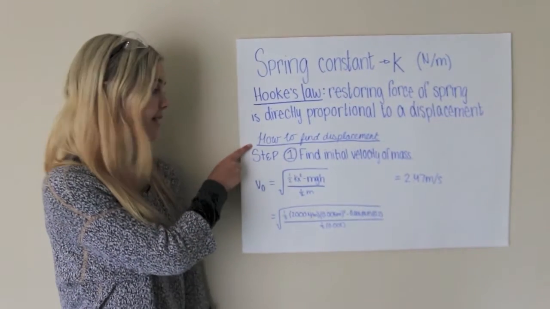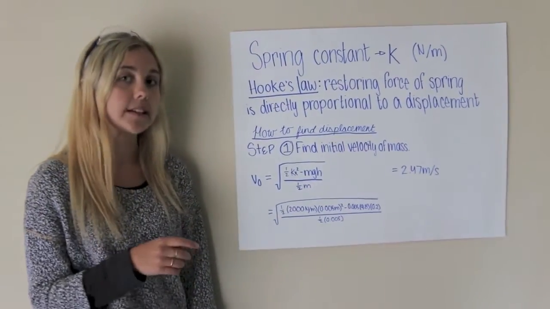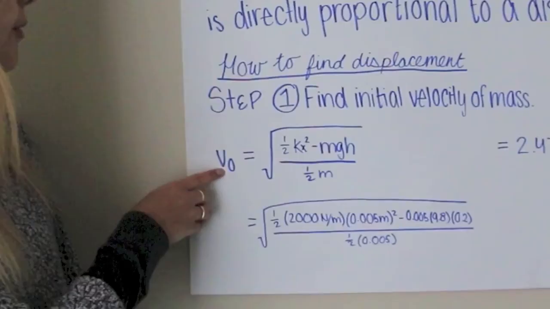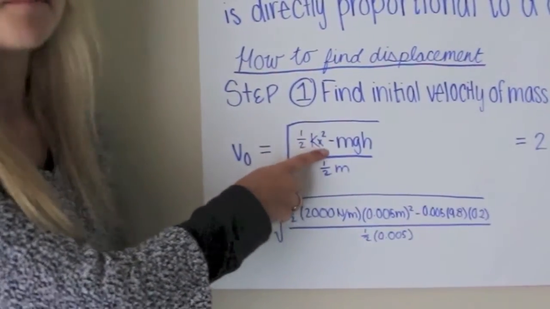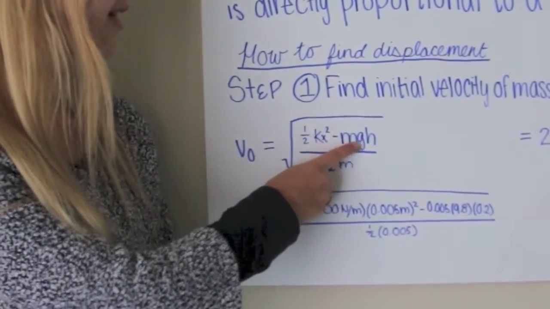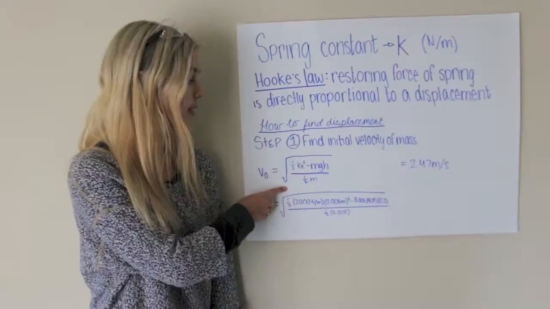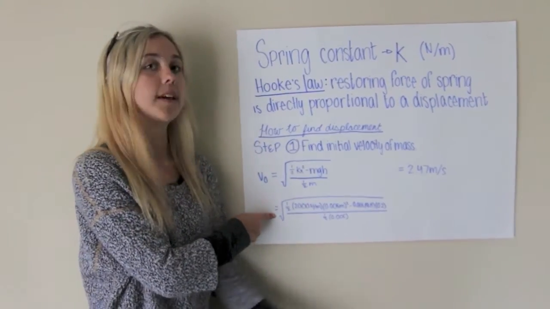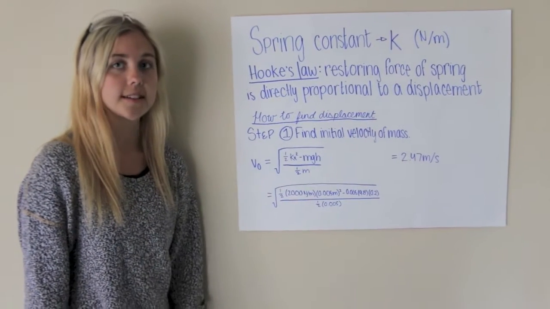So how to find the displacement is, step 1, we need to find the initial velocity of the mass when released from the catapult. So the equation for this is half of the spring constant squared minus the mass times gravity times height, all over half of the mass square root. And we subbed in the variables here, and we came out with the value 2.47 meters per second as the initial velocity.